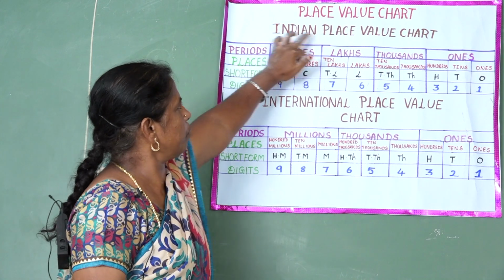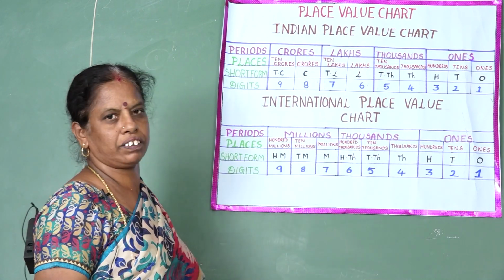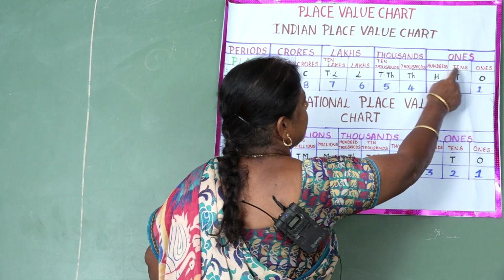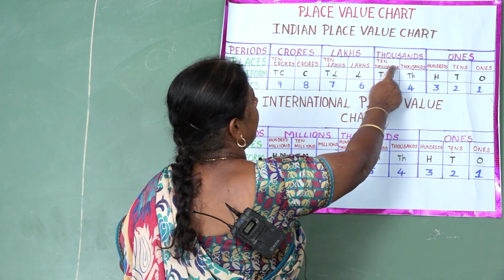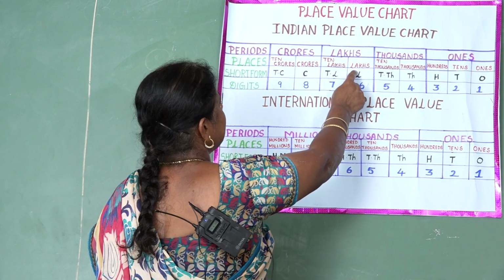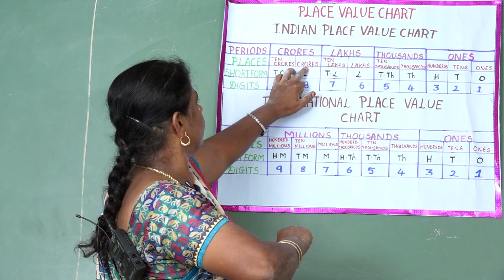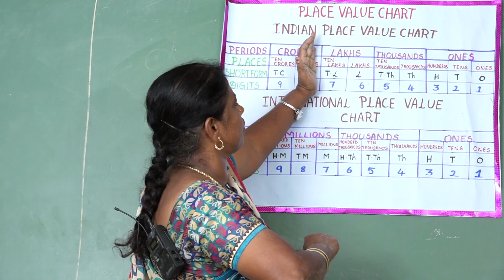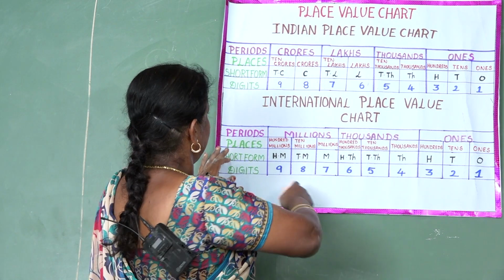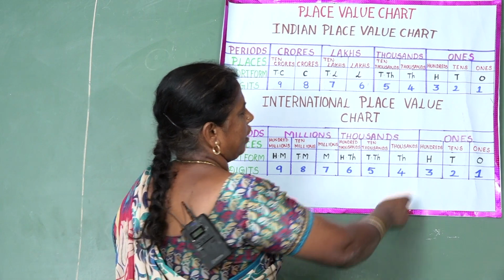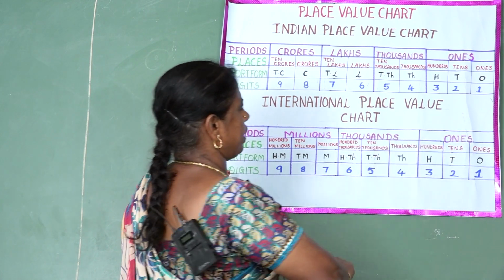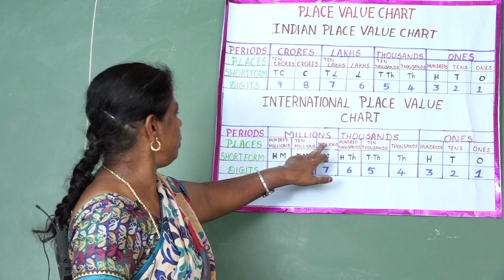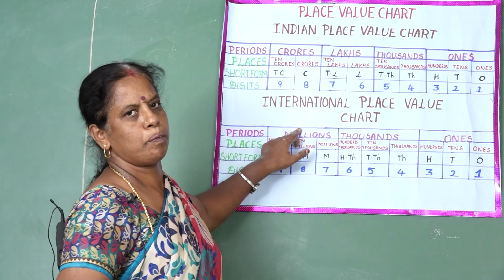Students, I have written the Indian place value chart and the international place value chart. You see here, in the Indian place value chart, ones, tens, hundreds are for the ones period; thousands and 10,000 for the thousands period; lakhs and 10 lakhs for the lakhs period; and crores and 10 crores for the crores period. But at our standard level, only up to lakhs you have to use. Next, here is the international place value chart: ones, tens, hundreds for the ones period; thousand, 10,000, 100,000 for the thousand period; and millions, 10 millions, 100 millions for the millions period.